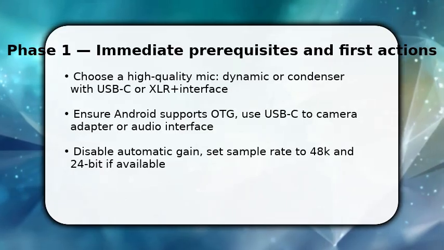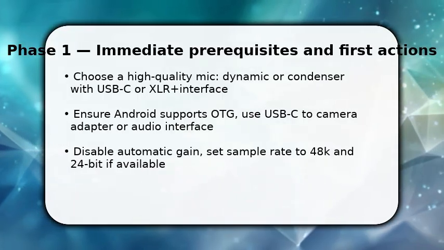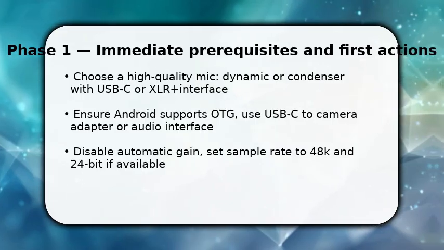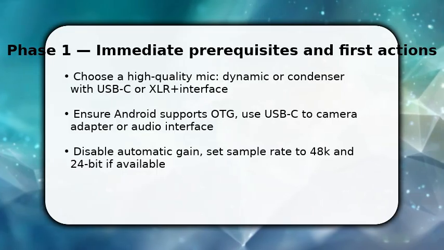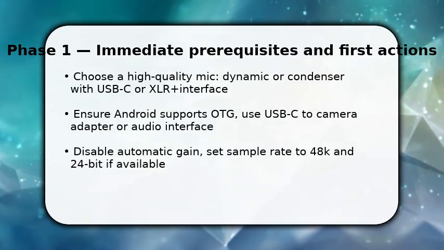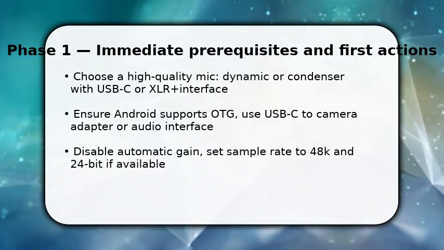You start by picking the right hardware and app so you capture clean sound immediately. Connect a USB-C mic or plug an XLR mic into a compact audio interface via OTG. Android must support it. Once connected, open your recording app and disable automatic gain control because it squashes dynamics.